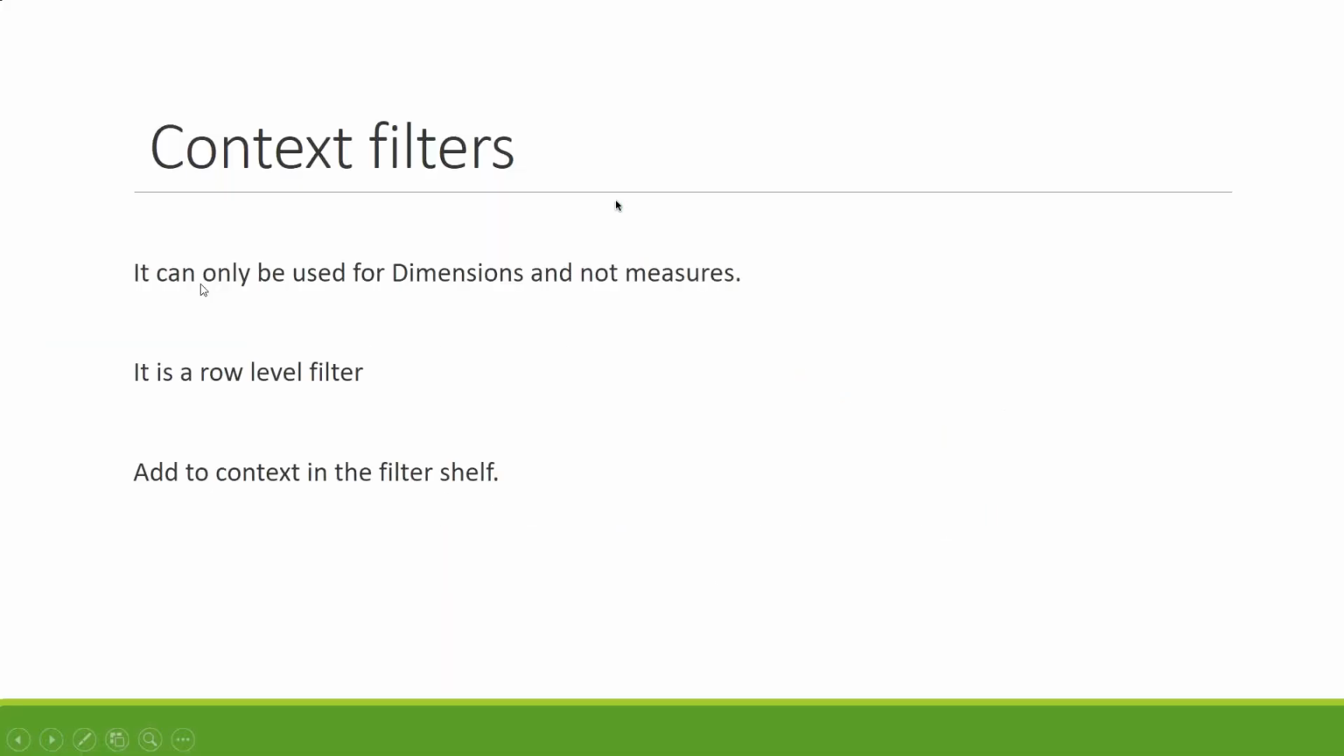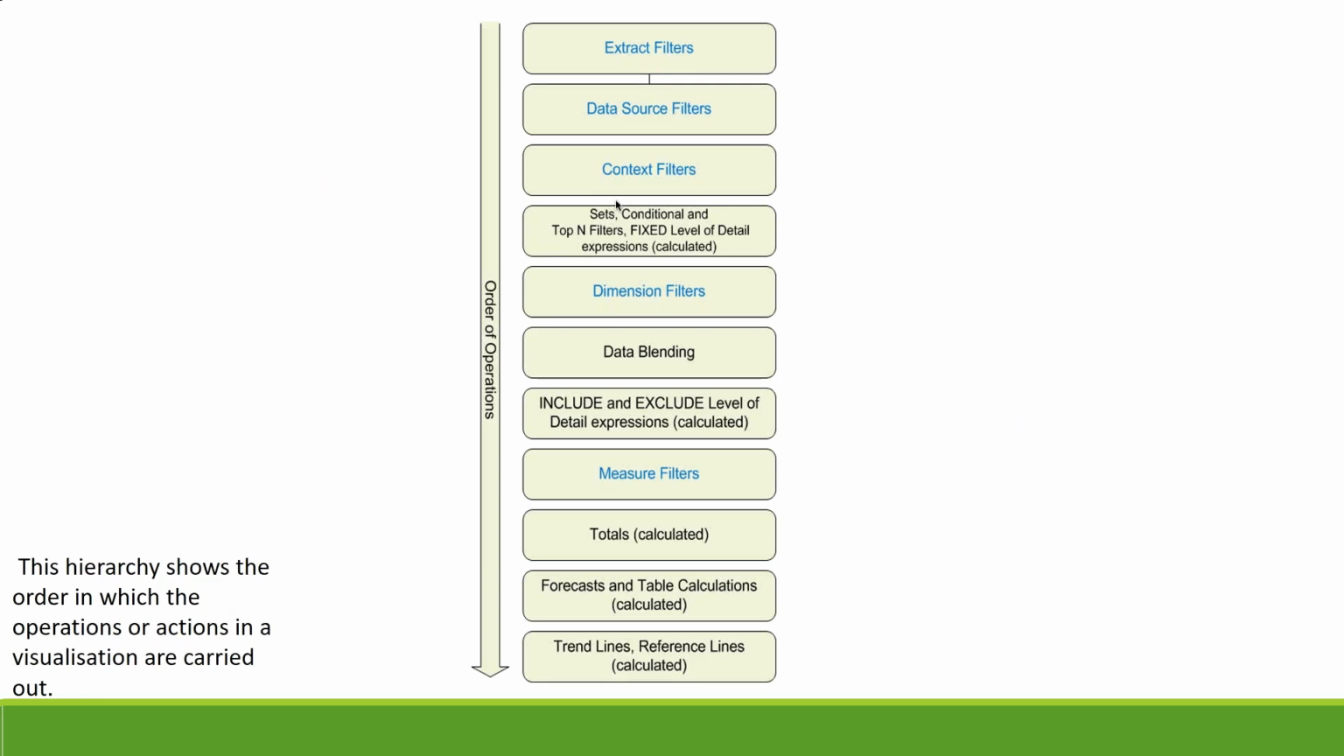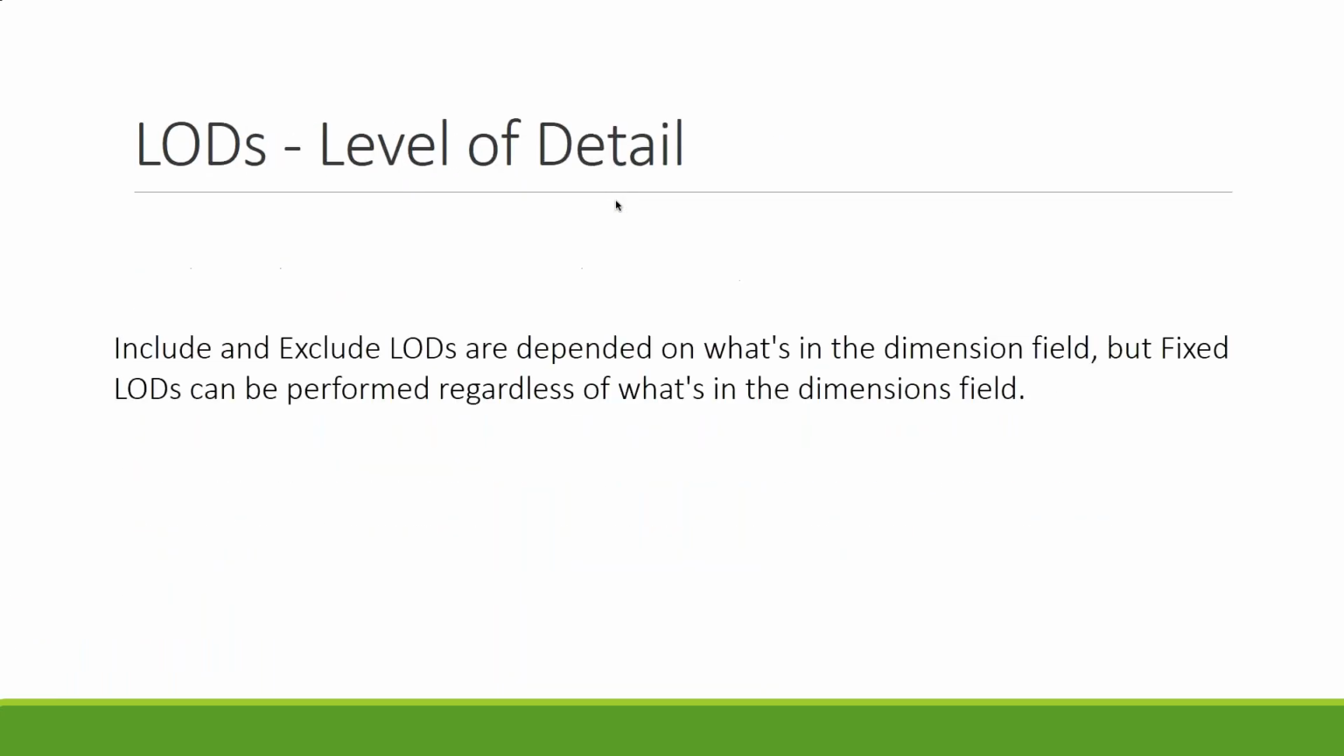Next slide. So the context filter comes up. After this, all the stuff we're going to talk about is mostly the LODs. Again, LODs are level of details. The two main things you need to understand are include and exclude LODs, which are really dependent on what's in the view, so what's in the dimension filters. You need to pay attention to what you're actually visualizing and work from that. Fixed, on the other hand, doesn't depend on what's in the dimension field, which is the main reason it is much higher. So fixed is higher than include and exclude. That's quite important to understand as you go on further.